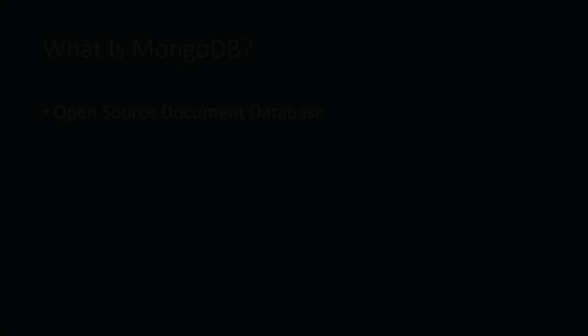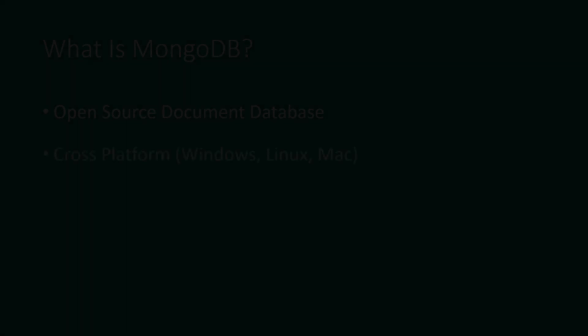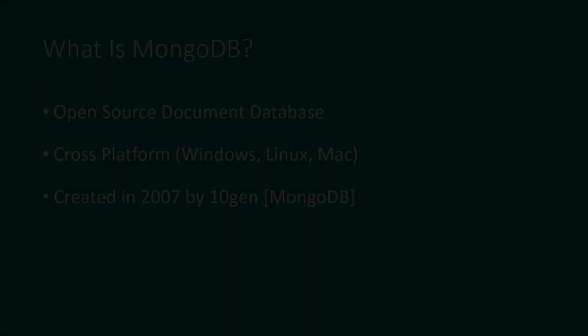So before we jump in and install MongoDB, let's take a real quick look at what it is. MongoDB is an open source document database, which is a type of NoSQL database. It's by far the most popular. It's cross-platform. It's on Windows, Linux, and Mac. MongoDB was first created back in 2007 by a company called 10gen, which is now just known as MongoDB.